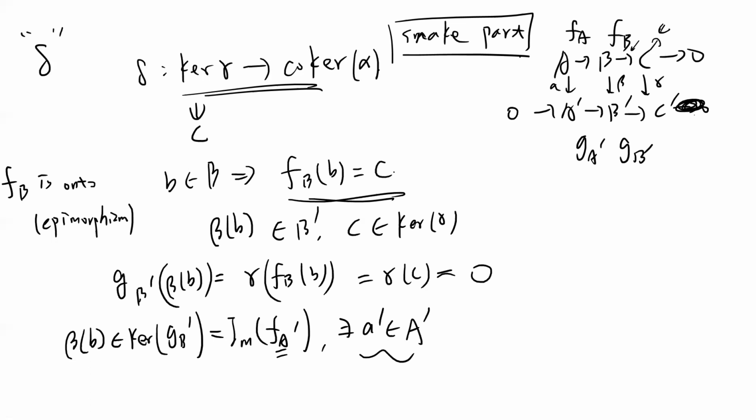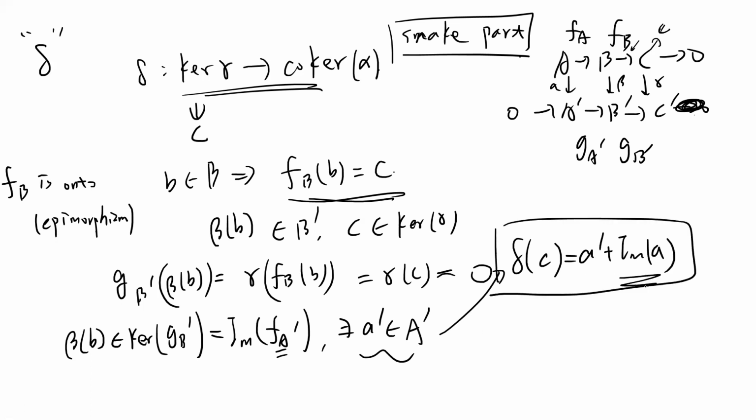Yeah, so this is A prime. So I can define the connecting homomorphism delta C to be A prime plus the image of A. Okay, so an exercise for you is to show this is well defined. Showing it is well defined is a little bit tricky, so that is for you to show.